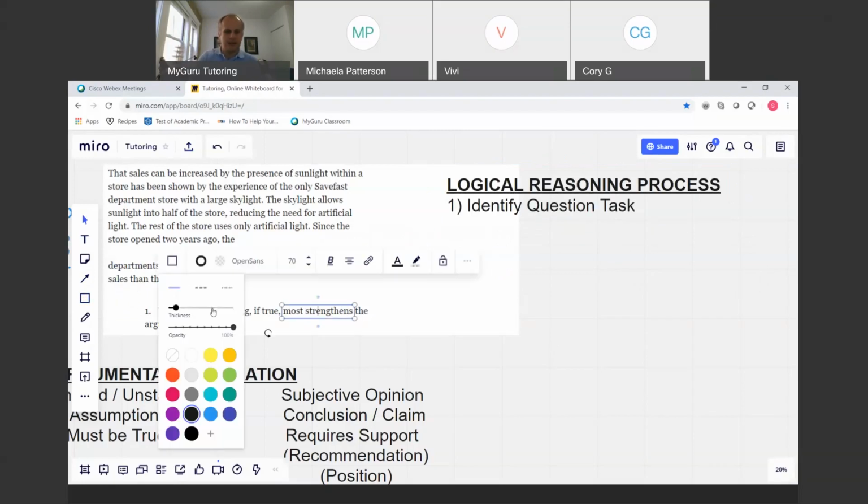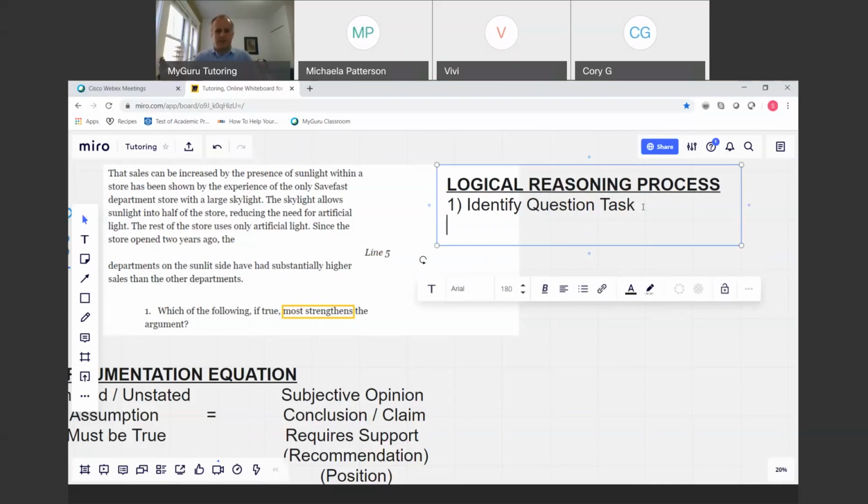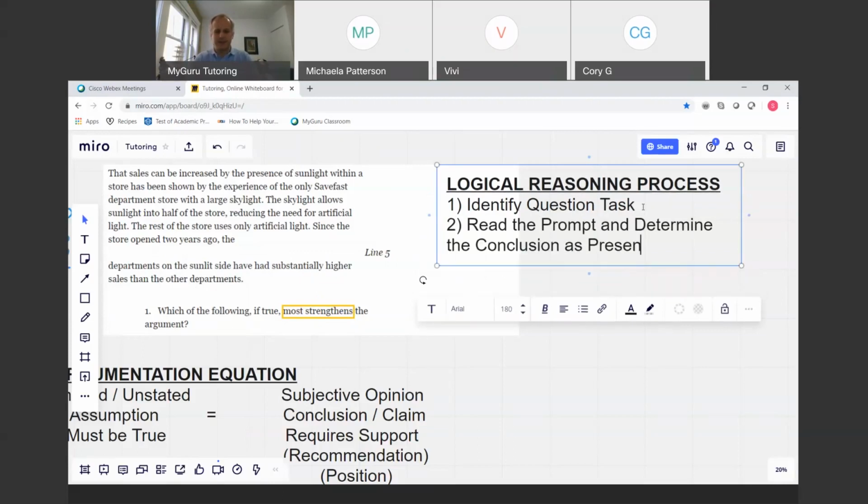But here, I could just highlight what the task is: most strengthens. So then we'll identify the question task. Step two is going to be to read and determine the conclusion as presented.